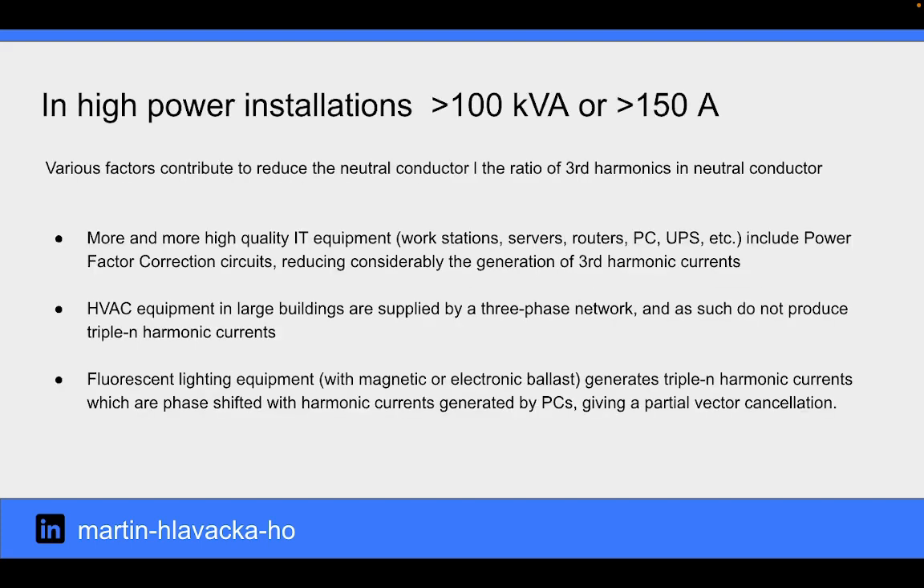In high power installations, various factors contribute to reducing the ratio of third harmonics in neutral conductors, such as more and more high quality IT equipment, including power factor correction circuits, HVAC equipment in large buildings that are supplied by a three-phase network and as such do not produce triple harmonic currents, or fluorescent lighting equipment that generates triple harmonic currents which are phase shifted with harmonic currents generated by PCs, giving a partial vector cancellation.